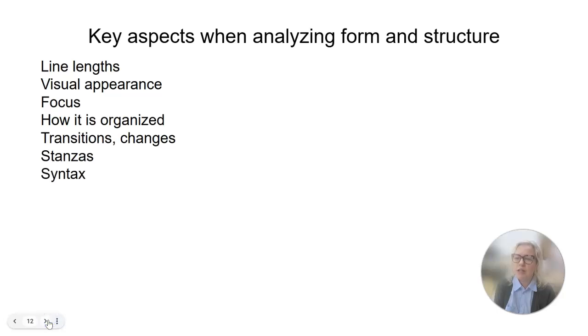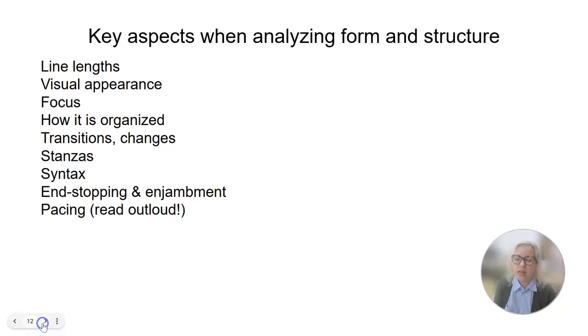How different are they? What about syntax, types of sentences? What kinds of sentences are there? What kinds of marks of punctuation are there to help us determine this? Are there questions? Are there statements? End stopping and enjambment. This is key, right? What lines are end stopped? What lines are enjambed? What is the effect of that choice? And how does it affect the pacing?